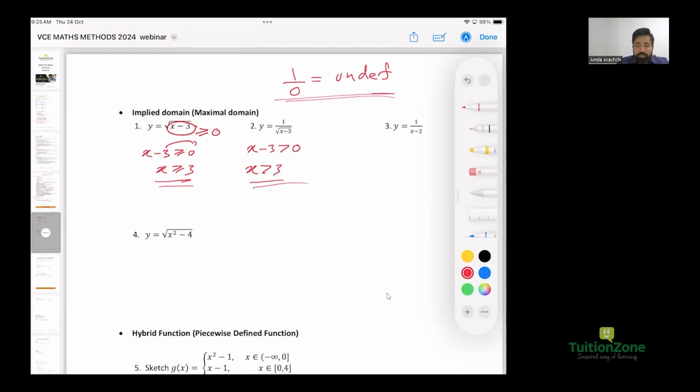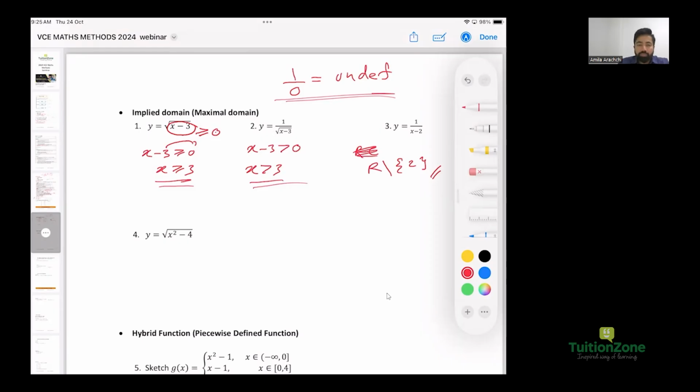And number 3. Number 3 doesn't have a root, which means you can have negative, you can have positive. The only thing you can't have is x equals 2, because when x equals 2, what happened? It becomes 0, becomes undefined. So you can say all real numbers except 2.